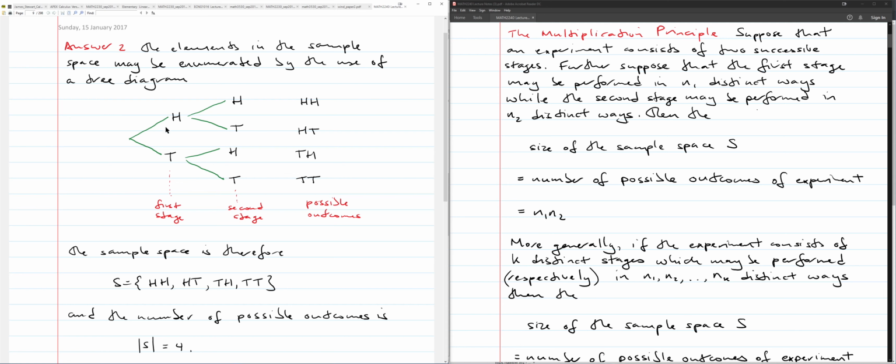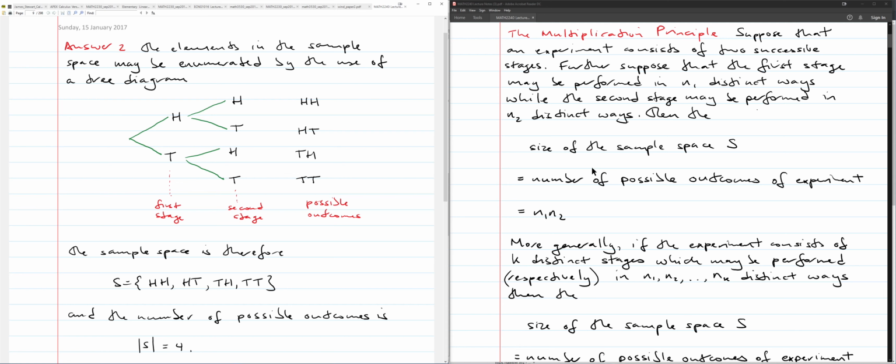For your first stage, you have n1 possible outcomes, which is 2 in this case. For your second stage, you have n2 possible outcomes, which is also 2. Once you have this, the size of your sample space is obtained from the amount of outcomes for your first stage and the amount of outcomes for a single outcome of your second stage. This is n2, and n2 is 2.